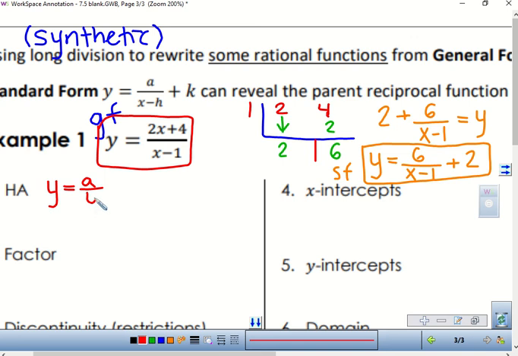Well, no. A over B. I thought it was the H value. What? I thought, wasn't it the H value? Like, oh, no, never mind.